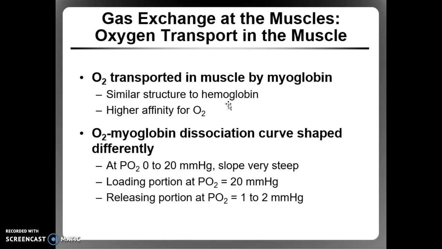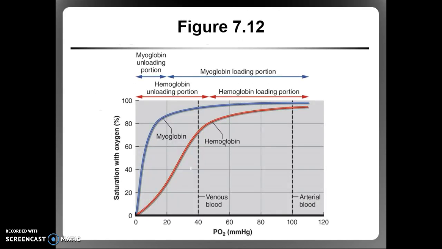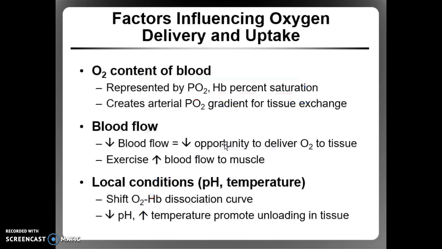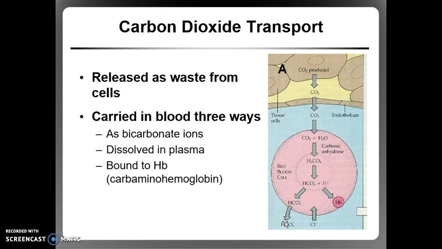As O2 hits the skeletal muscle, we know it's transported by hemoglobin in the blood and then to myoglobin as well. Don't worry too much about these curves. Here's just again the unloading, the saturation curve, and the PO2 curve combined, but we can see myoglobin and hemoglobin factors influencing. So the O2 content of the blood, again, is represented by the PO2 and hemoglobin percent saturation. This creates that gradient. Again, just kind of reiterating the fact that as pH goes down, temperature goes up, we see this unloading or promotion of unloading in the tissue.